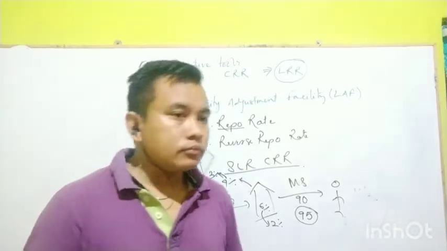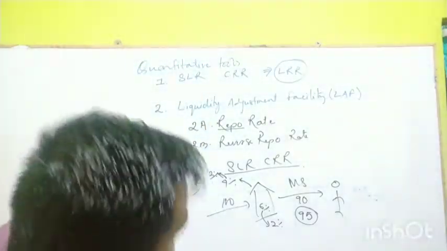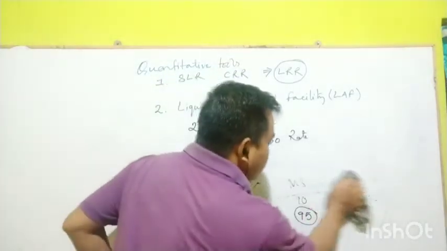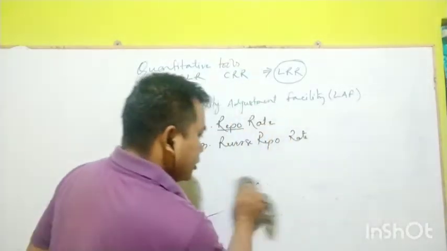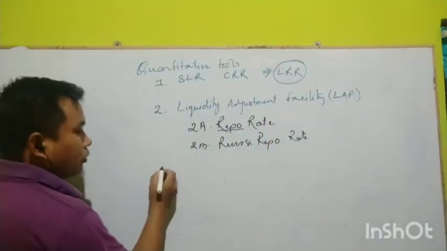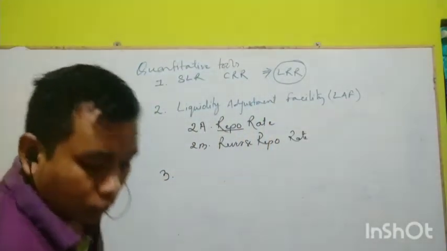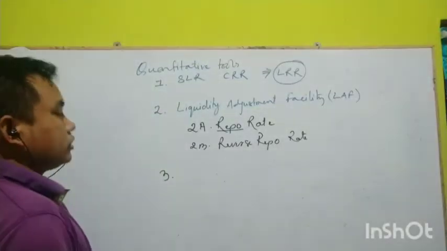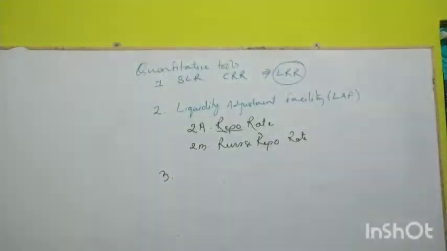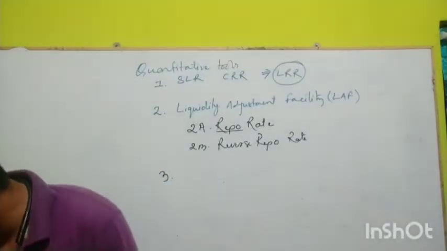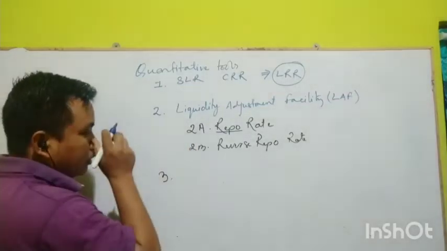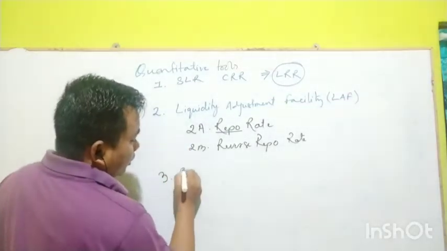Now the third monetary policy tool, among the quantitative tools, serial number 3. Now look here, the third one is known as bank rate.